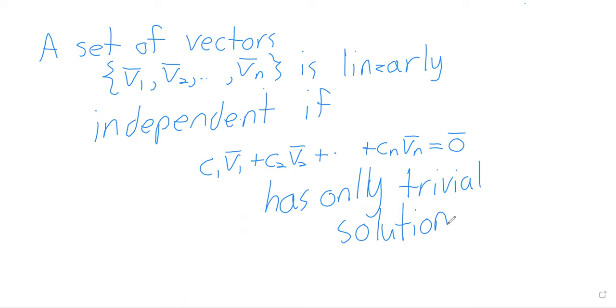And yesterday, or well, rather Tuesday, I defined linear dependence. And then I said, well, a set is independent if it's not dependent. Here I'm defining independence directly. So let's look at an example.